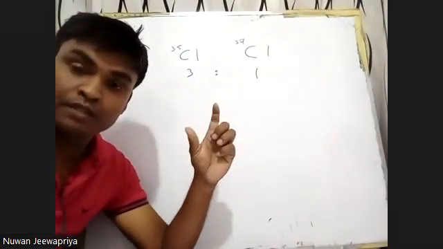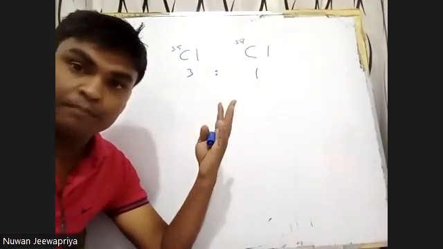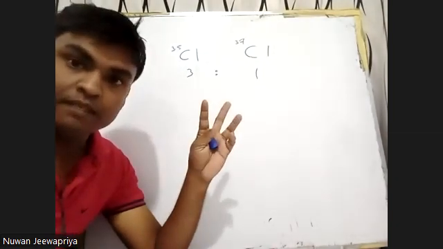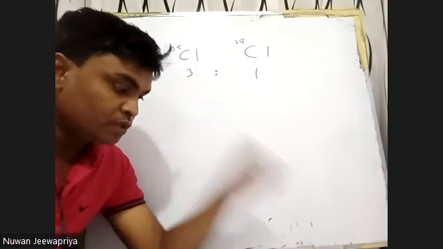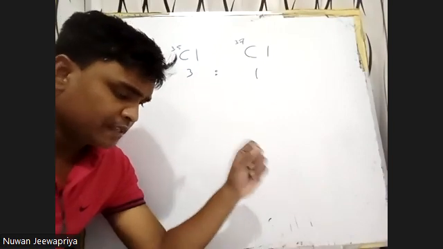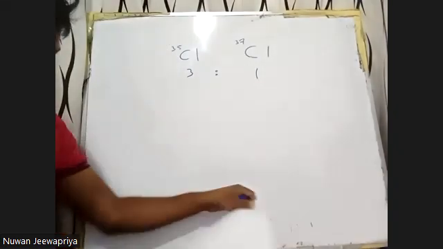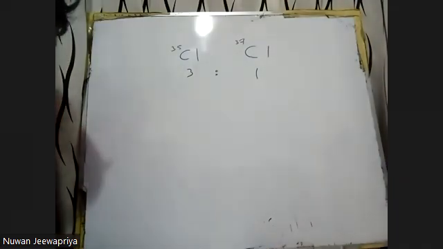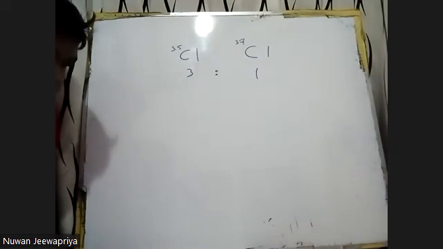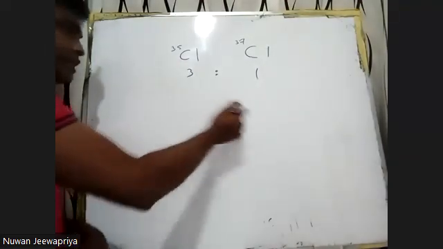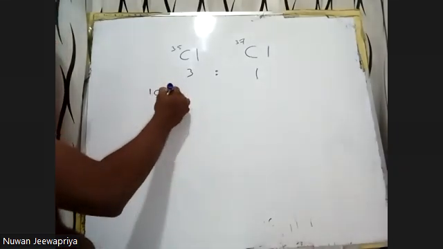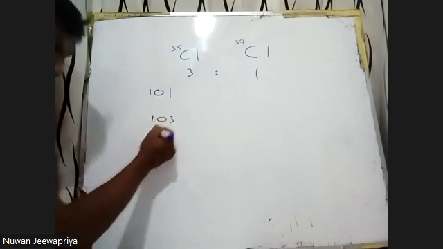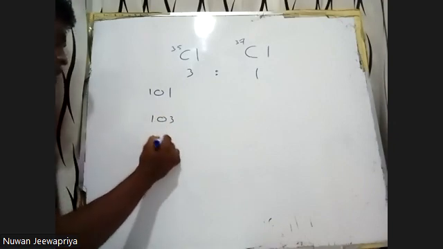They ask for evidence to prove that in that sample, the Cl35 to Cl37 ratio is 3:1. So how do we show that? If you see the graph, you can see that there is a peak at 101, a peak at 103, and a peak at 105.